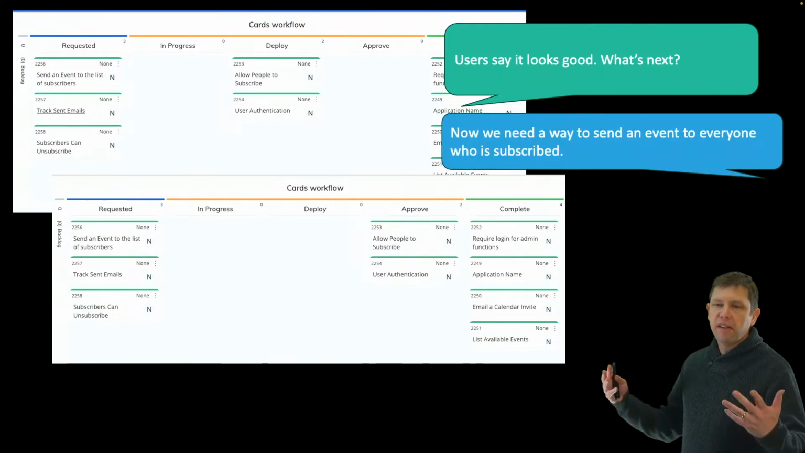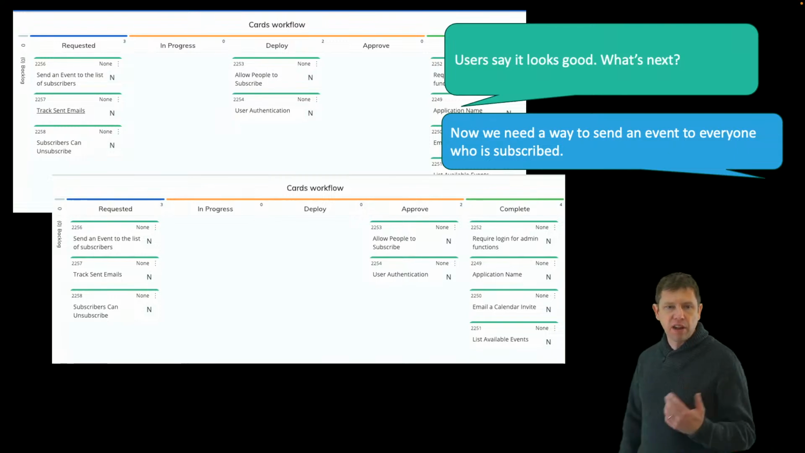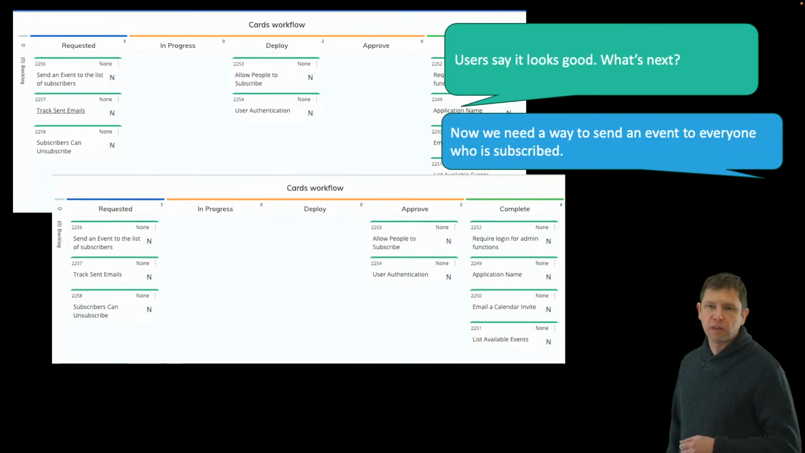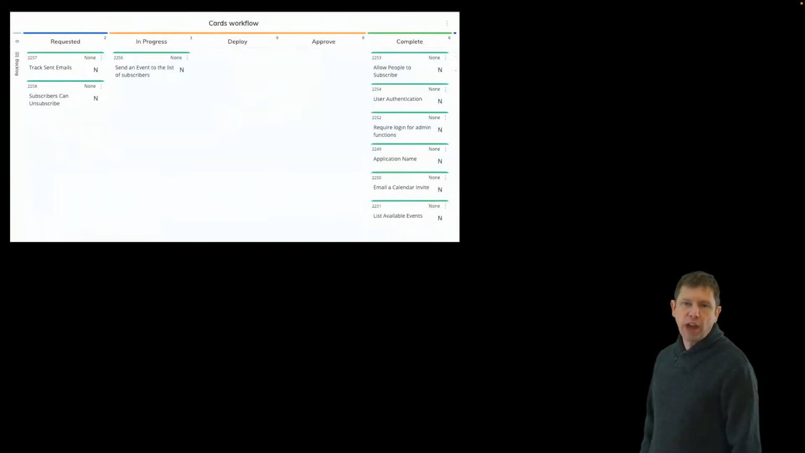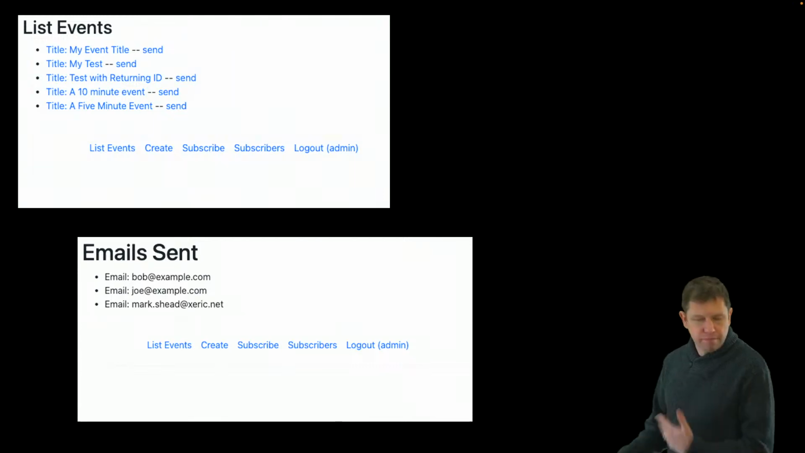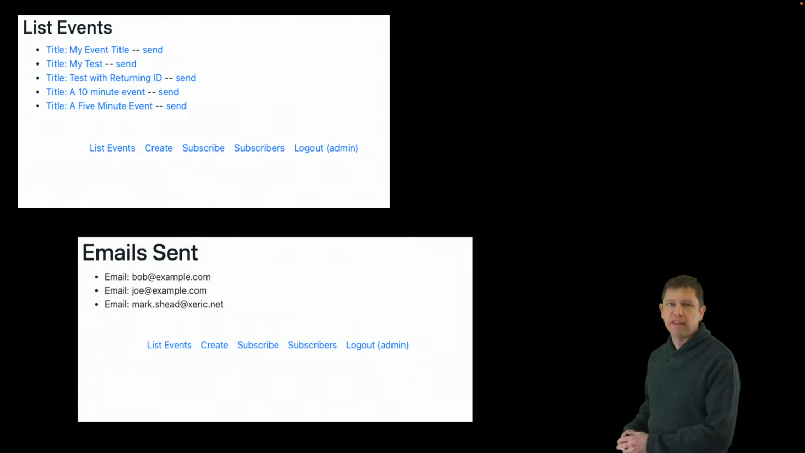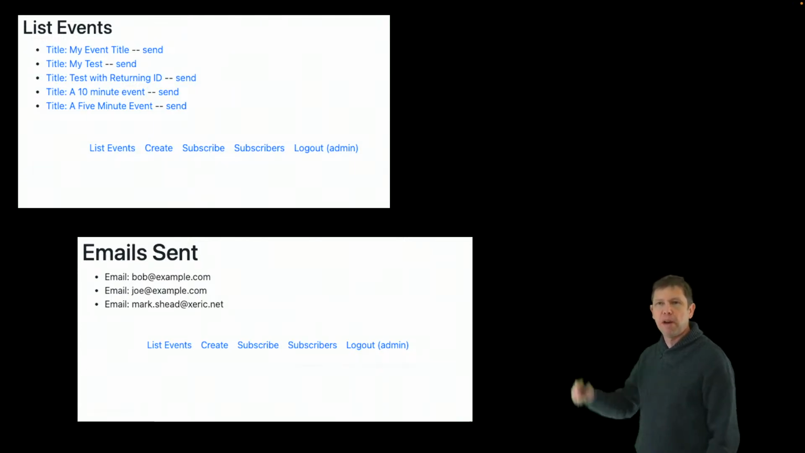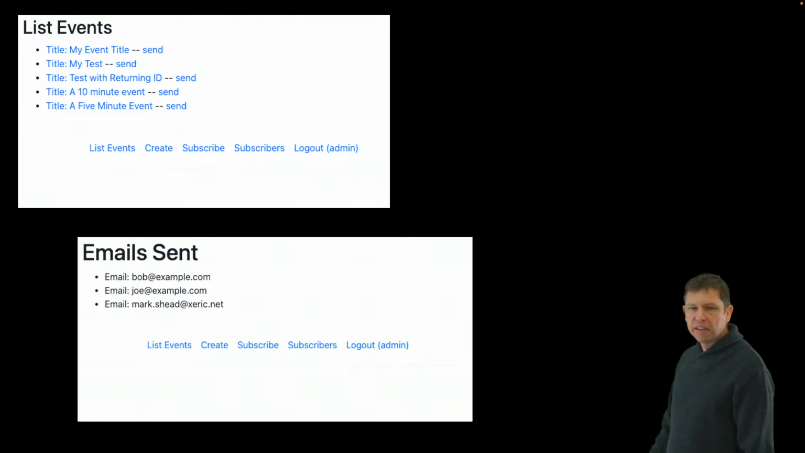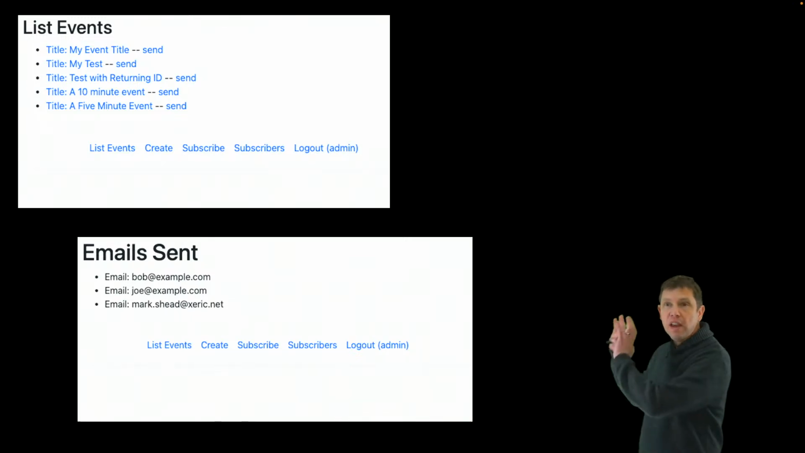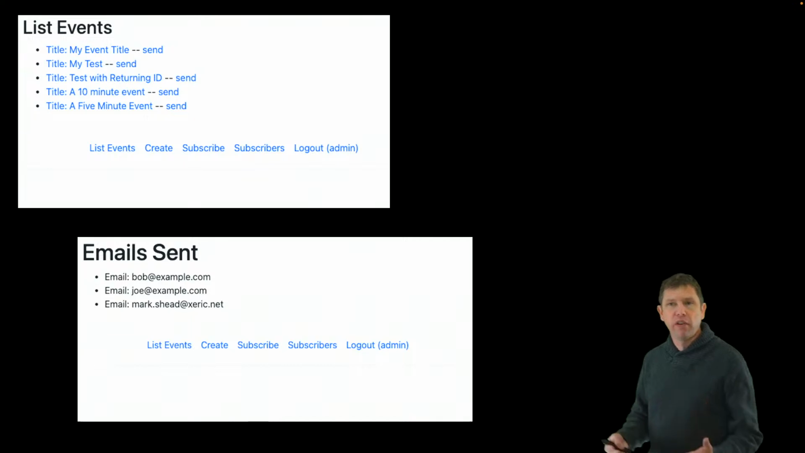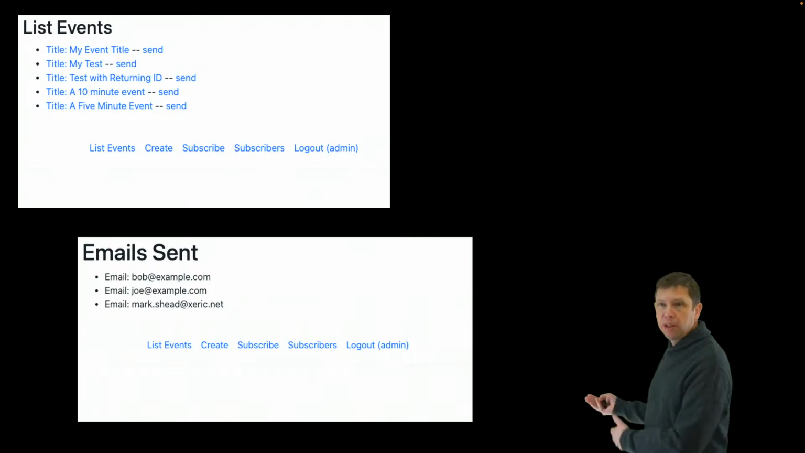So now we need a way to send an event to everyone who's subscribed. That's the next thing on the list, right? Send an event to the list of subscribers. So we pull that one into progress. And a few hours later, the developers are looking at this. They've got a list of events now, and it's got a send button next to each one of them. And when you click that send button, it sends it all out. Now, this is still very, very basic, very simple, but we're proving out what the application can do.